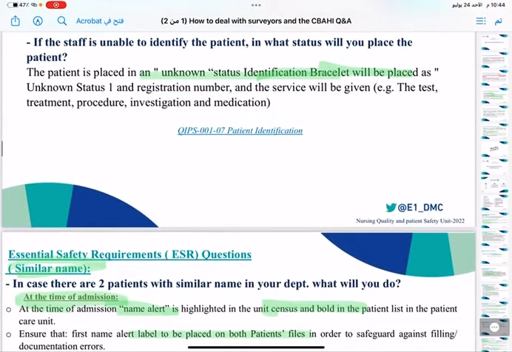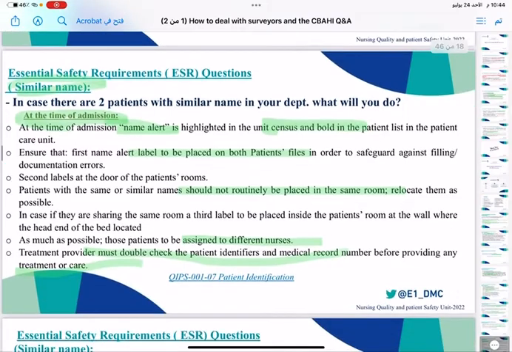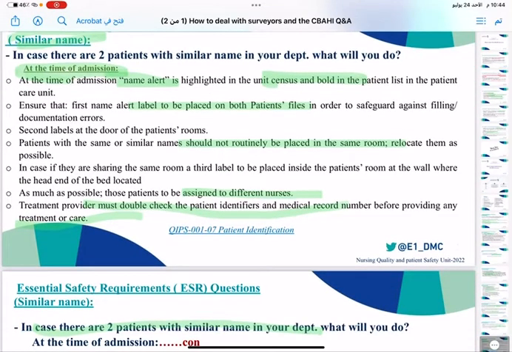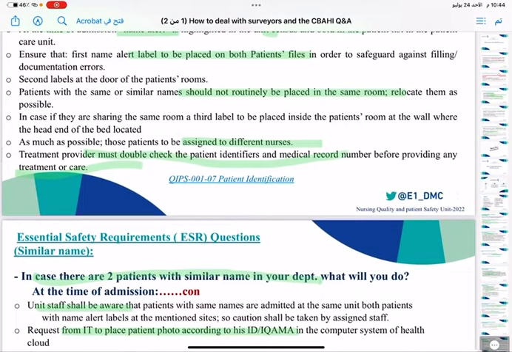For the patient with a similar name, you have to know that the patient has a similar name, but the ID is different, and so is the date of birth. So these are the two identifiers for the patient with a similar name. When you are managing this type of patient, you have to put a name alert tag on both of them. They should have different nurses, different rooms, and different healthcare providers.